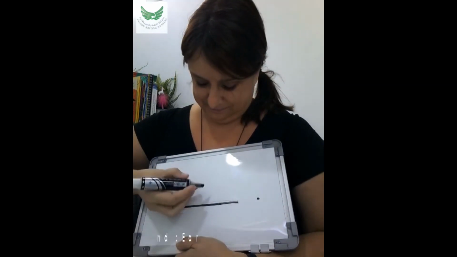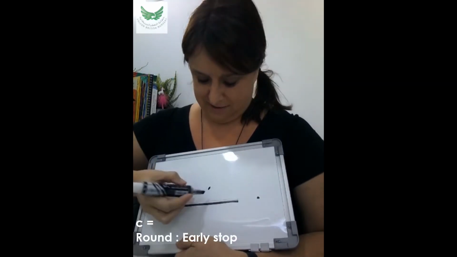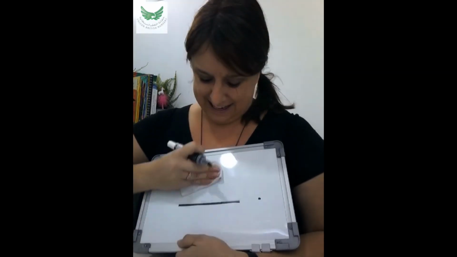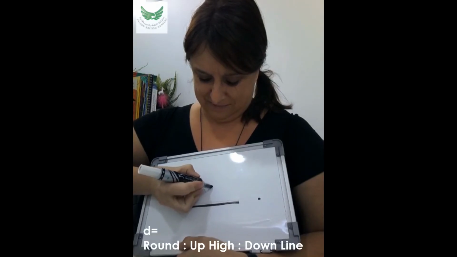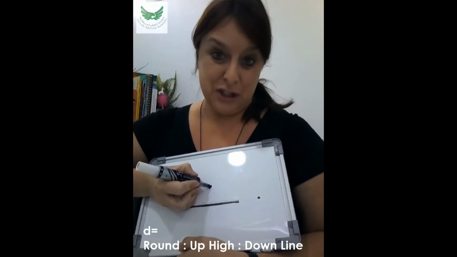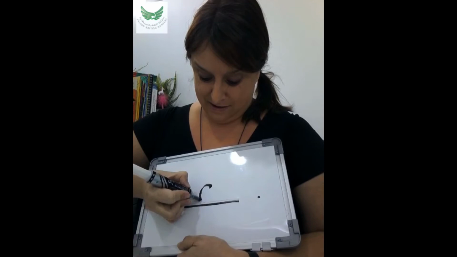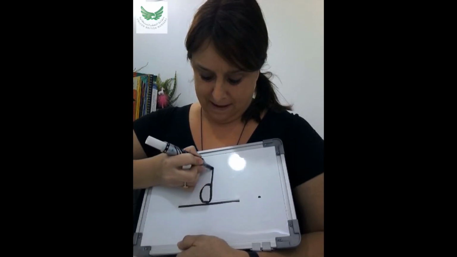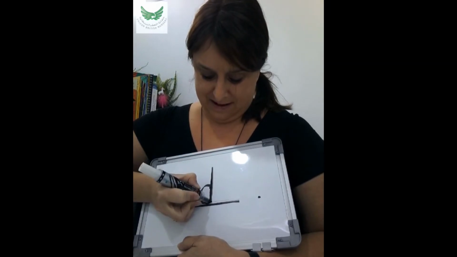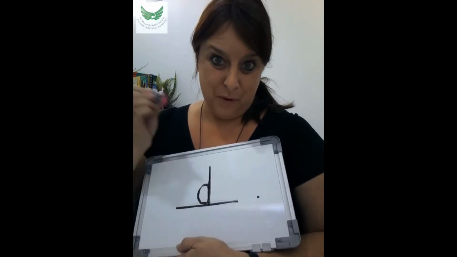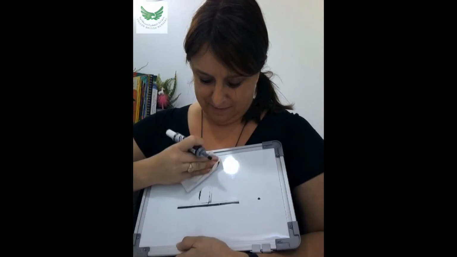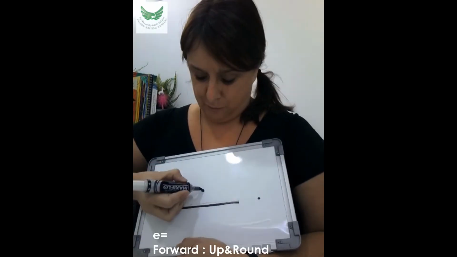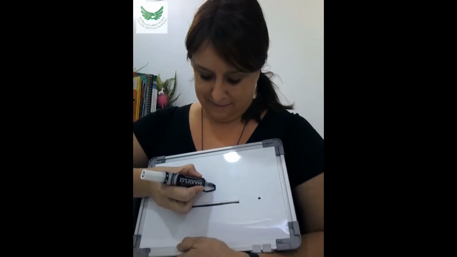Letter C. Starting with a starting dot, round. Letter D. Starting dot, same like letter C. So you're starting in exactly the same way, round. The only thing is now you're going to be going up and down. And now you can take your pen off the writing board. And E, starting dot, forward, and a C.